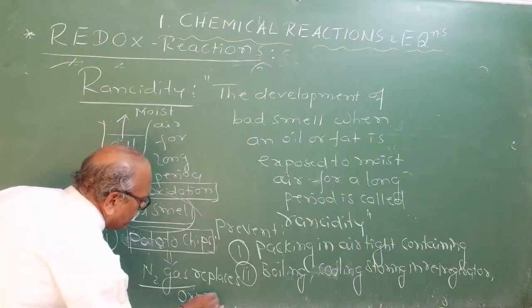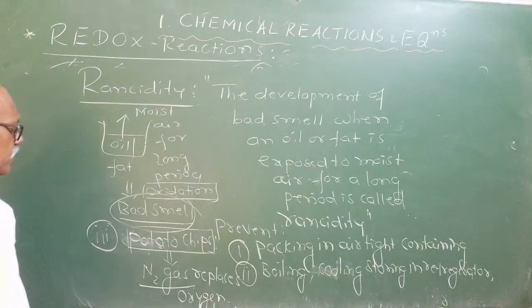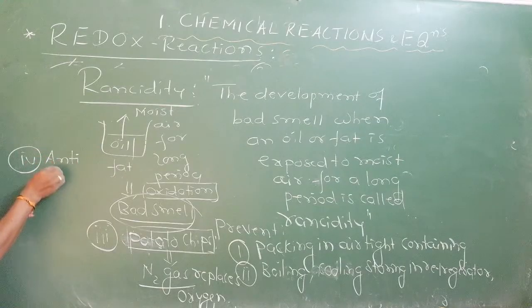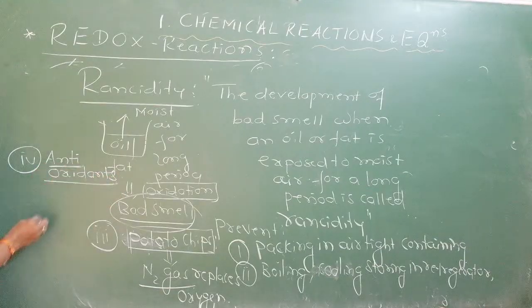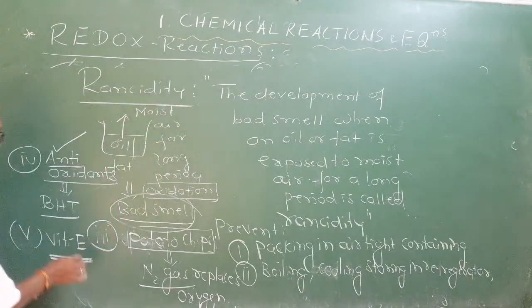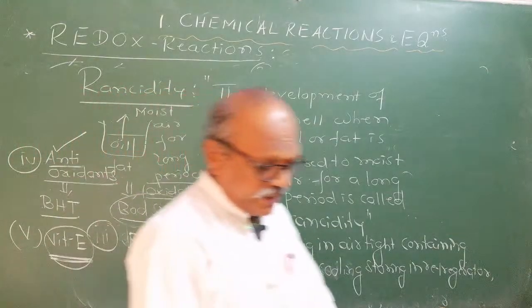Remember, it replaces oxygen. And you can also add some antioxidants to the oil, like BHT, butylated hydroxytoluene. Antioxidants are available, you can add them. Or natural vitamin E, if it is present in the oil, such oils generally do not get spoiled. It is a natural preventer of rancidity. So these are some of the methods of preventing rancidity.